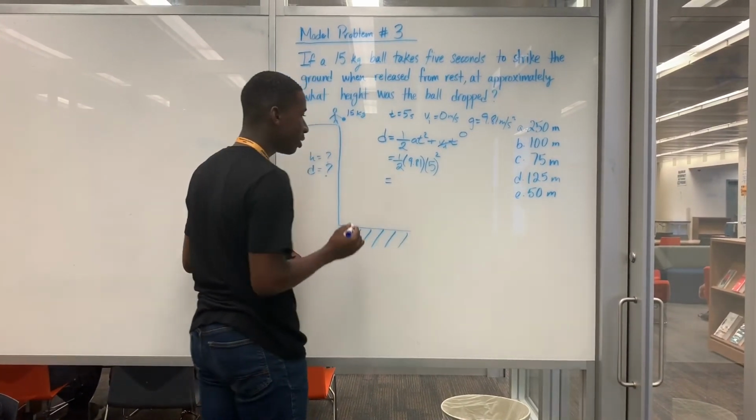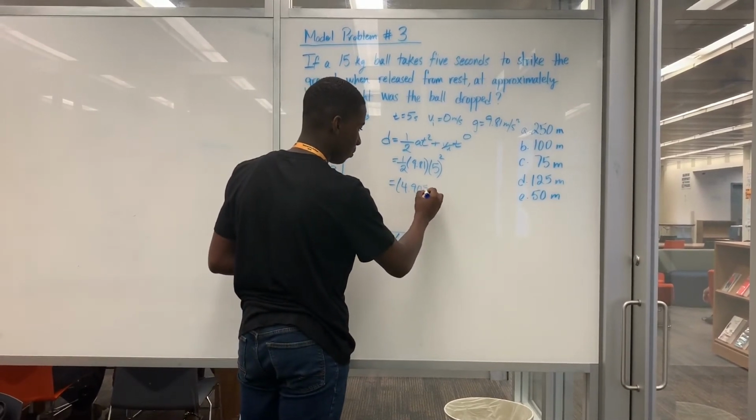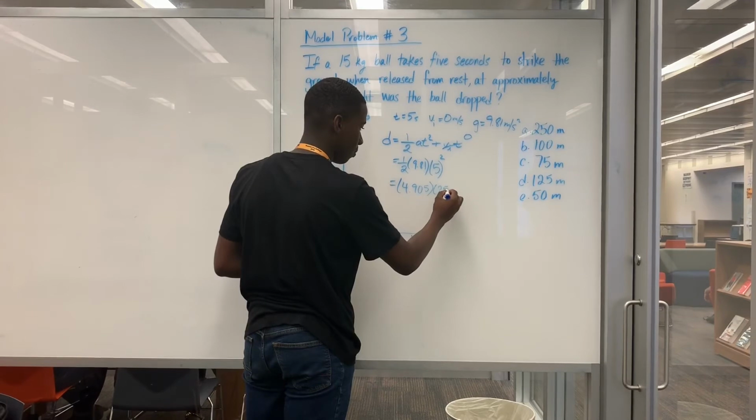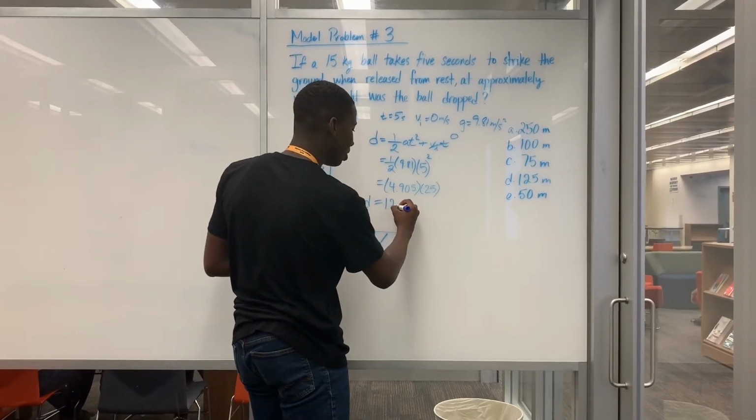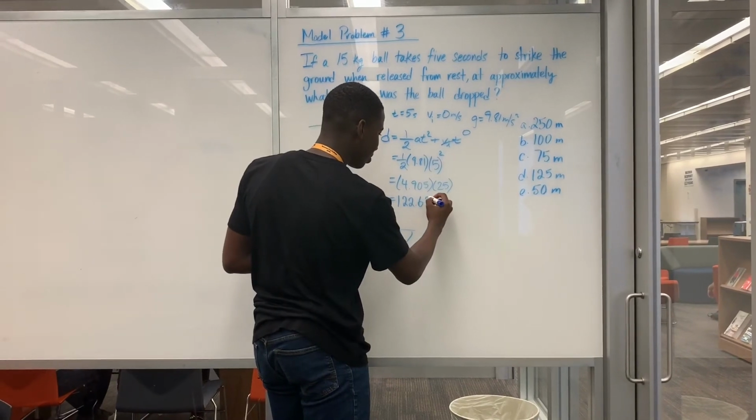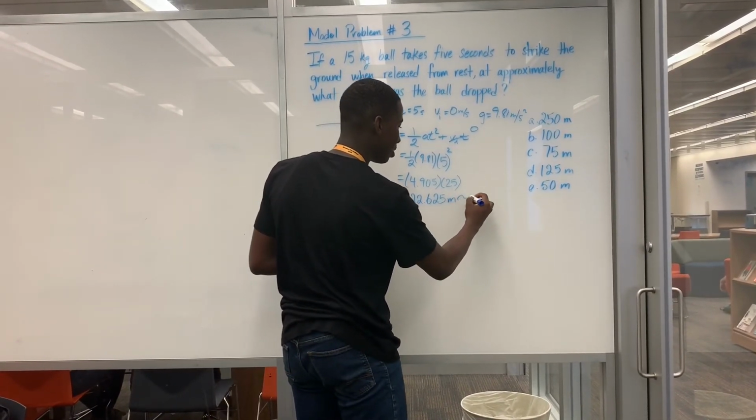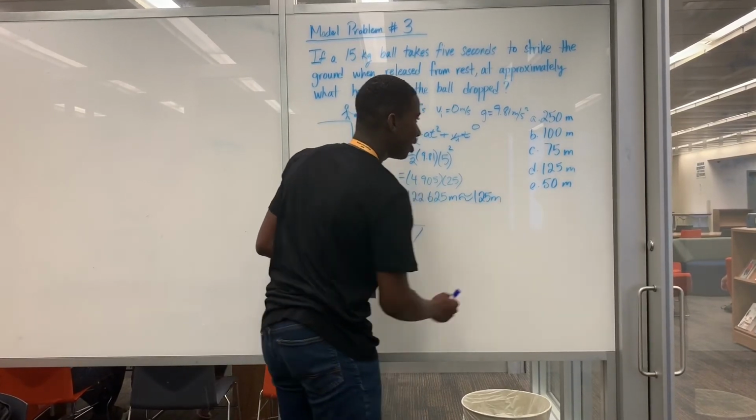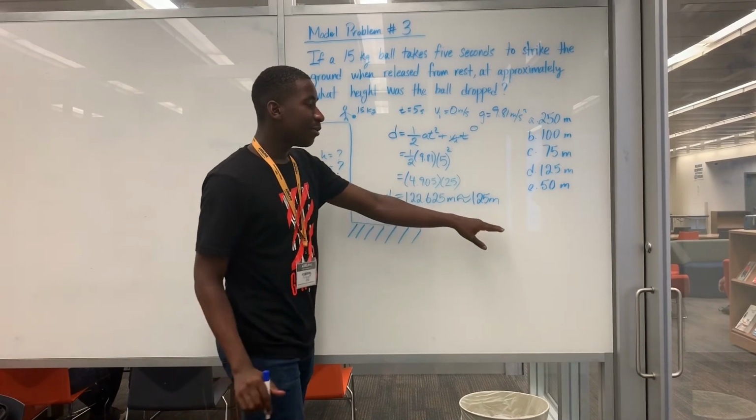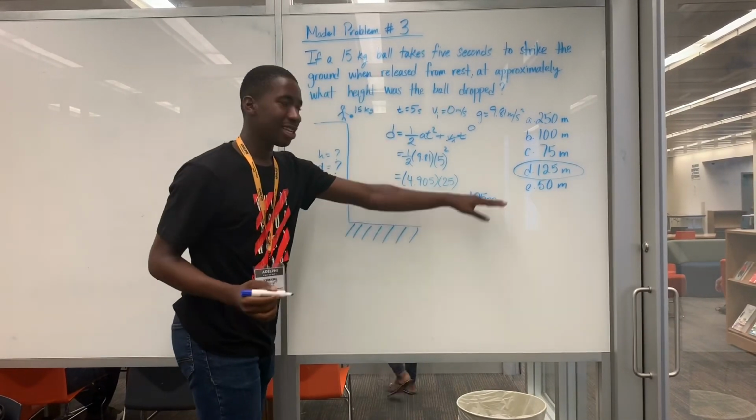Now we compute this. So the distance is 122.625 meters, which is approximately 125 meters. Now you can see from the answer choices that choice D is the best answer.